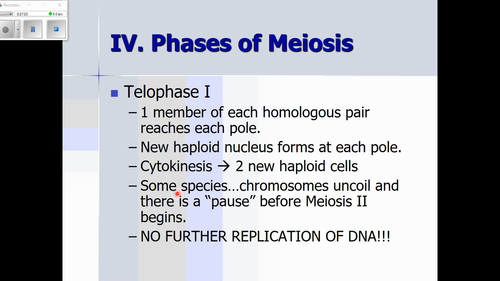Now, in some species, at this point, after telophase 1, after the cell splits, there might be a pause, and the chromosomes might uncoil, kind of go back into a chromatin state, and it might be a while before meiosis 2 begins. Remember, we're only halfway through meiosis at this point. So in women, for example, in egg making, usually there's a pause after telophase 1. In men, in spermatogenesis, it's pretty much a continuous process, so you go directly from telophase 1 right into prophase 2.